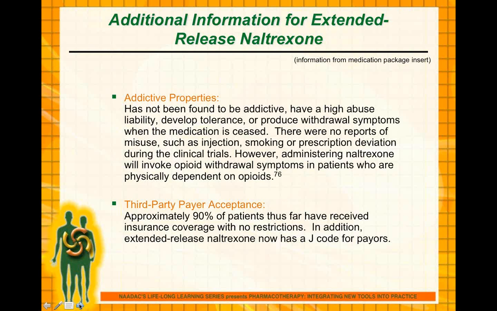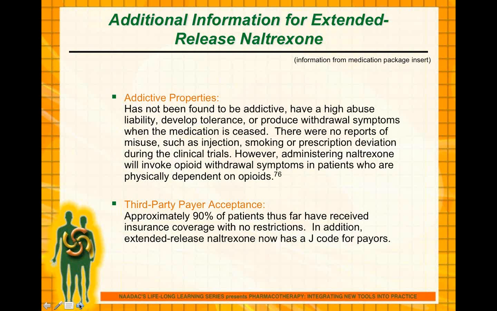And so here's the big kicker: at the time of the development of this presentation, approximately 90% of patients were able to receive insurance coverage with no restrictions. It does have a J code for payers at this point, but the last figures that we got were that the shot is around $700, and that's for the medication itself. And then there's also, of course, a doctor's visit on top, a charge for a nurse, and other medical expenses that come along with it.